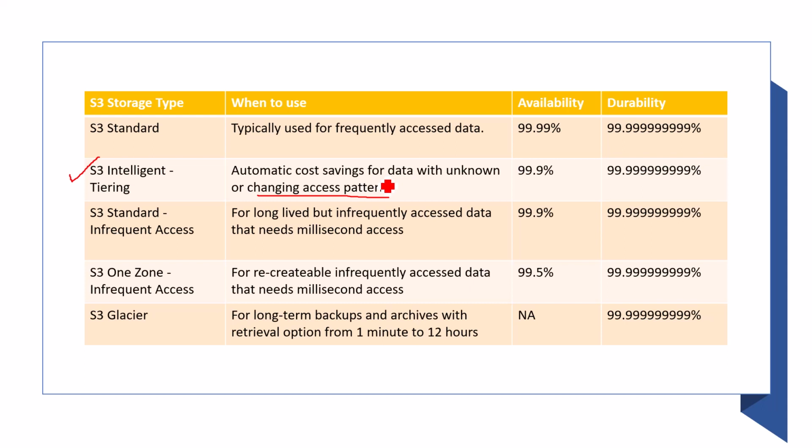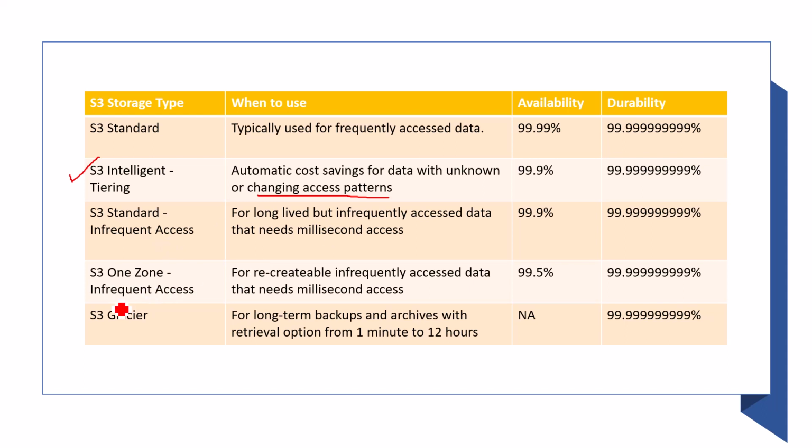For example, if you have around 5 objects saved in an S3 Standard bucket, but 4 of them are rarely used after 3 or 4 months, it will automatically check the access pattern and move them accordingly between standard and infrequent access. The third one is S3 Infrequent Access, which is for long-lived but infrequently accessed data that needs millisecond access. Compared to S3 Standard, S3 Infrequent Access needs some time for retrieval of your object.